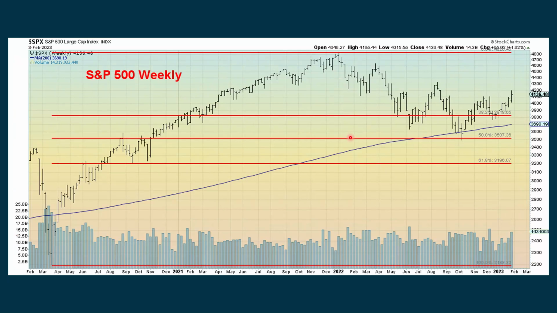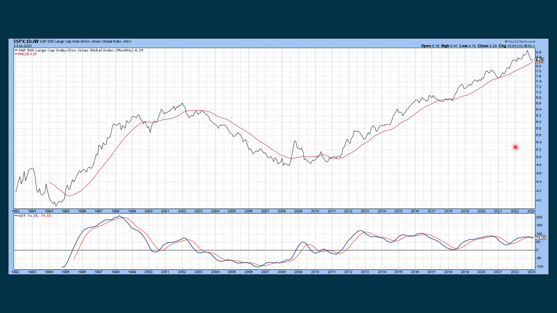Here's another long-term weekly chart looking at Fibonacci levels. This is measured from the COVID low to the all-time high. We're well above this 38.2% retracement level, and we're well above this 200-week moving average. So this is staying more intact longer term.